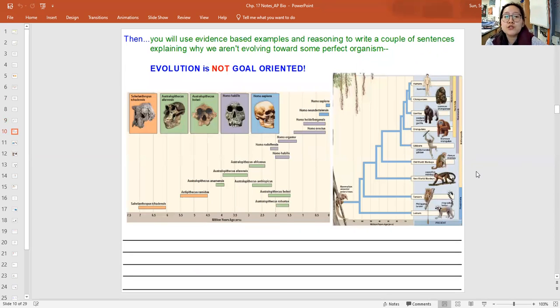So you're going to use evidence based on examples and reasoning to write a couple sentences explaining why we are not evolving towards some perfect organization, because evolution is not goal-oriented. You can use the examples shown because they're the ones showing the evolution of primates that eventually branched into humans, as you can see up here. So go ahead and pause and do that.